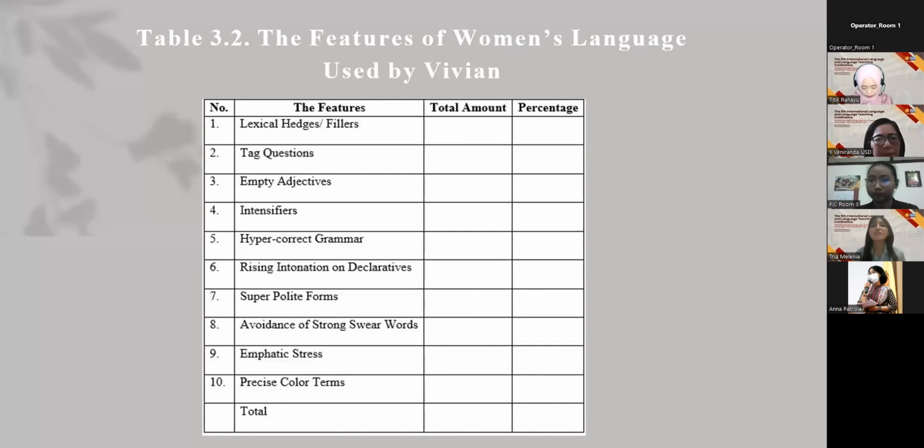And then this is the features of women's language used by VPN. So I put the total amount here, and also I count the percentage here. So I put the total amount, and then I calculate the total here, and then I also calculate the percentage here.